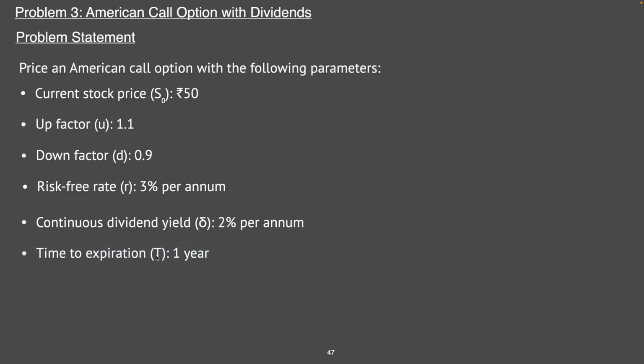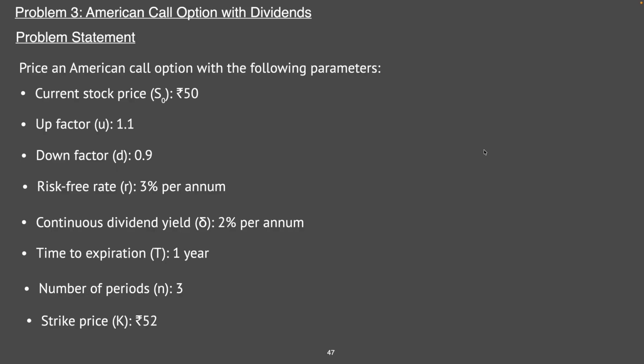Time to expiration capital T is 1 year. So this American call option with dividend has an expiration of 1 year. Number of periods is 3. So we are going to have a 3-step binomial tree we have to construct. And the strike price is 52. This is an American call option. So here the current stock price of 50 is less than the strike price of 52. Hence, this American call option is basically an out of the money option.